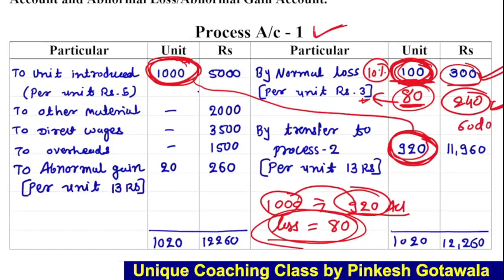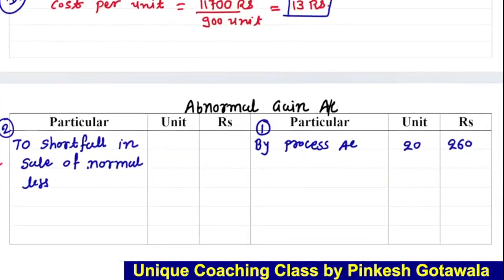કેટલી ડાઉન થઈ જશે, 60 down. Okay, so to rectify this we have to give this effect in abnormal gain, the shortfall in sale of normal loss. Okay, normal loss નું સેલ શું થઈ ગયું, ઓછું થઈ ગયું. ઓકે, આપણી કેલ્ક્યુલેશન પ્રમાણે 100 યુનિટ લોસ થવા સોલ્વ થવા જોઈએ, એને બદલે હવે 80 જ થશે એમ.